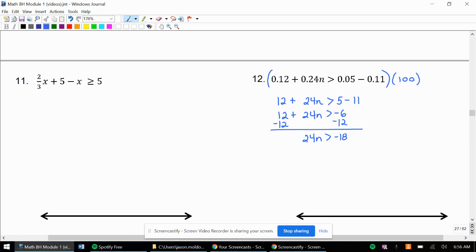And then we are going to divide or multiply by the reciprocal. So either multiply by 1 over 24 or divide just by 24. And since we are dividing by a positive value, that means that the inequality is going to face the same way. And we're going to simplify each one of these.